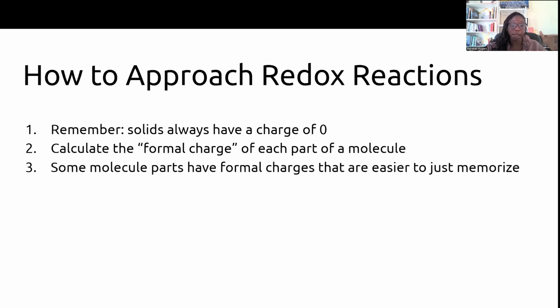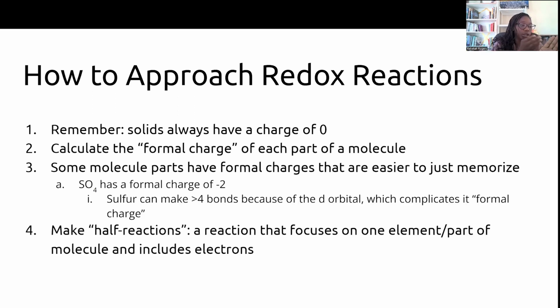Some molecule parts have formal charges that are easier to memorize. For example, a sulfate ion is SO4, but the way sulfur is set up, the d orbital is able to bind with all kinds of different things. So it's able to make more than 4 bonds with other molecules without the charge being off. Phosphorus is another element like that. So for some molecules it's easier to just memorize the formal charge overall. Sulfate has a formal charge of -2.